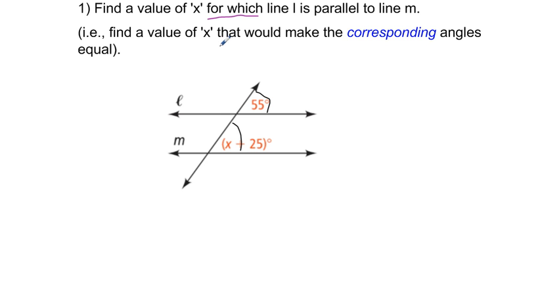"For which" means the same thing as "that would make." Find a value of x that would make the corresponding angles equal. If I can find a value of x that makes these corresponding angles equal, then lines L and M would be parallel to each other. So let's see how I do that.